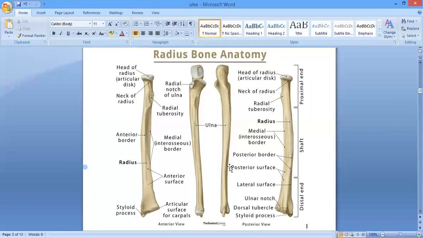It is well marked in the upper three-quarters. In the lower one-quarter it is smooth and rounded, but it is more projecting and sharp in the upper three-quarters. Why is it sharp here? Because of the attachment of the aponeurosis. An aponeurosis attaches here.